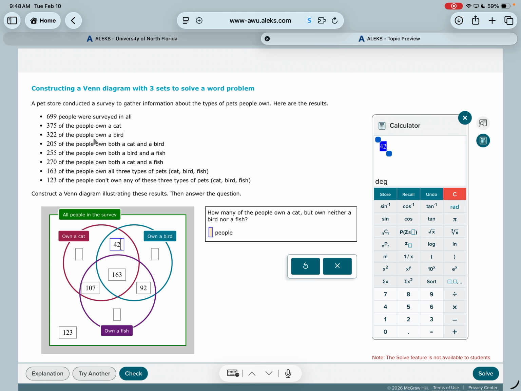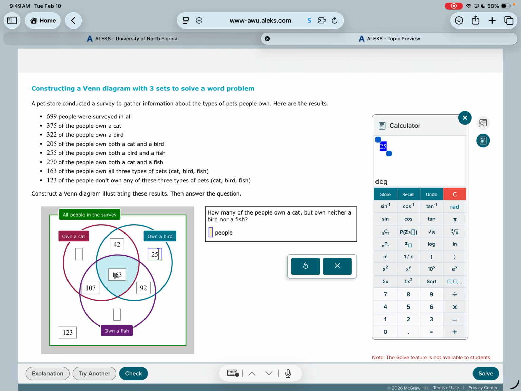322 of the people own a bird. Well, that means everything inside this blue circle should add up to be 322. So I do 322 minus 42 minus 163 minus 92. And I get 25 only own a bird. So all three of these numbers are going to add up to be 322.